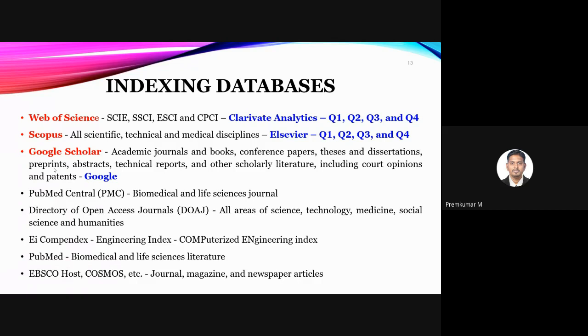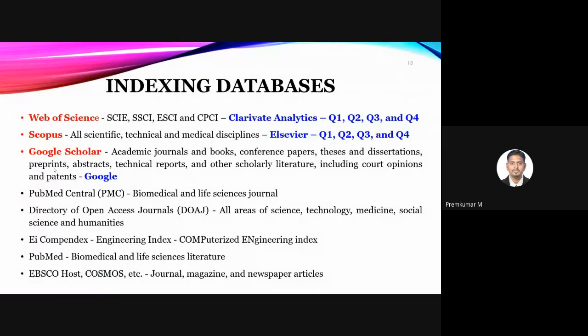Okay, and this complete Web of Science is now managed by Clarivate Analytics, so even for SCI journals we have quartiles. Q1, Q2, Q3, Q4 quartiles are available. And nowadays, Clarivate Analytics has given the impact factor for all SCI journals and ESCI journals. Initially for ESCI journals there was no impact factor, but from this year, they have given the impact factor for ESCI journals also.